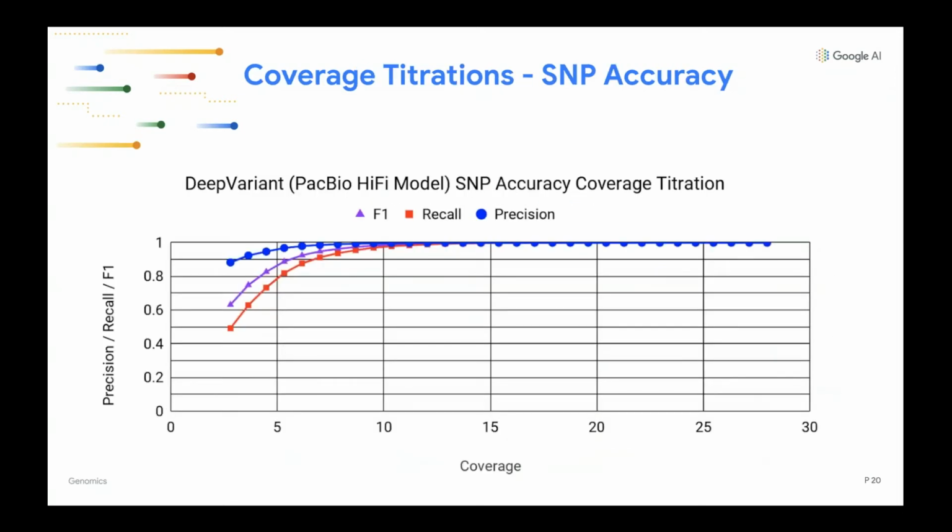There's an attractive feature to this HiFi data, which is when we do coverage titrations, we find that this is actually quite robust to coverage. So you can go down to 10-fold coverage for SNP accuracy, and you can still achieve quite high accuracy. I think one of the things that's driving this is the fact that coverage is more uniform with respect to sequence contexts. And so as you downsample, you don't lose coverage entirely for certain more difficult regions.